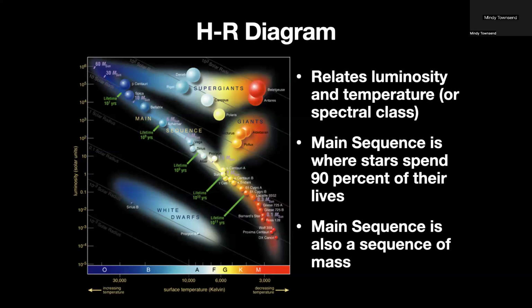Through modeling of star formation, though, astronomers have determined that the main sequence right here is not just a sequence of luminosity versus temperature, but it's also mass versus temperature. The more luminous a star is, the more massive it is. So this plot also shows how temperature and mass are related.